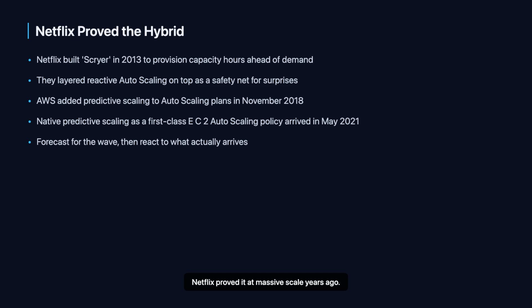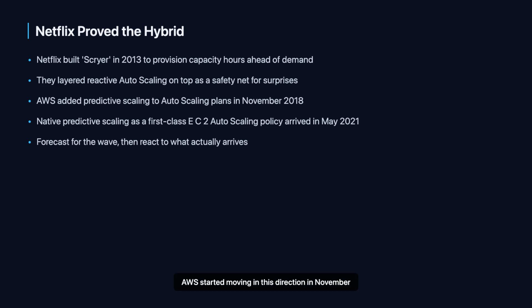Netflix proved it at massive scale years ago. Back in 2013, they built an internal engine called Scryer that studied historical traffic patterns and provisioned EC2 capacity hours in advance. On top of that, they layered reactive auto scaling as a safety net for surges Scryer didn't see coming.